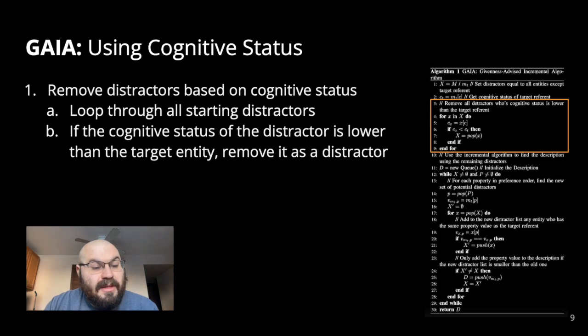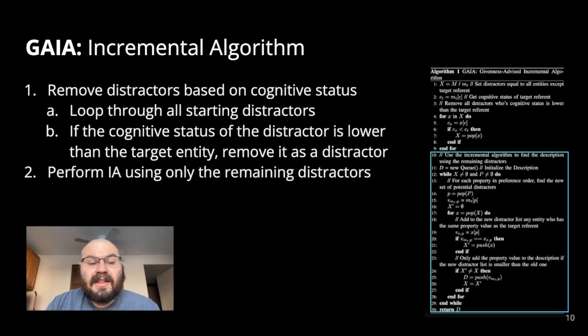GAIA works by looping through all the available distractors and eliminating any distractors that have a lower cognitive status than the target entity. In this way, we are eliminating distractors that are not of the same conversational relevance as our target entity. Finally, using this new list of distractors, we can run the standard incremental algorithm to produce a set of attributes to identify the object.